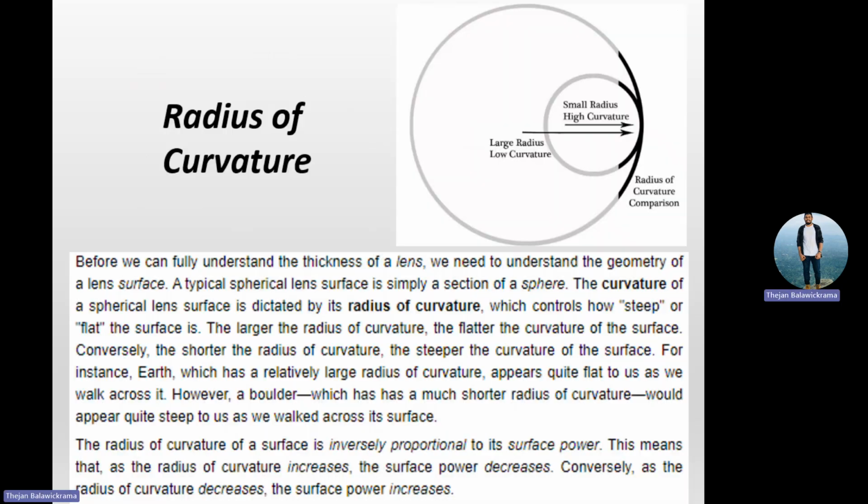Next. Radius of curvature. Small radius means high curvature, and large radius, we normally say, is low curvature. Small radius, now, I told you that. Right. Did you get it?